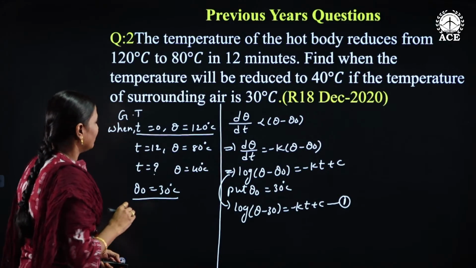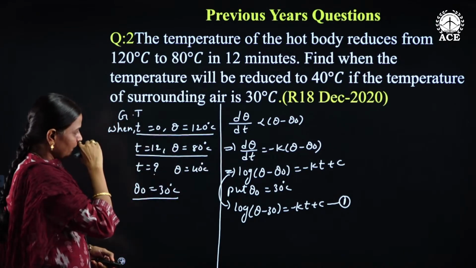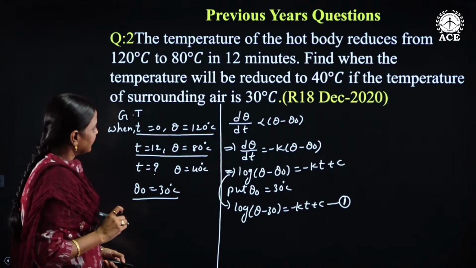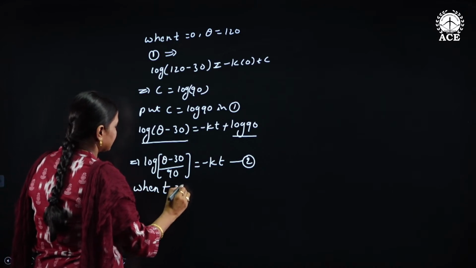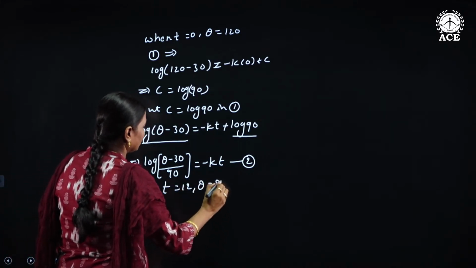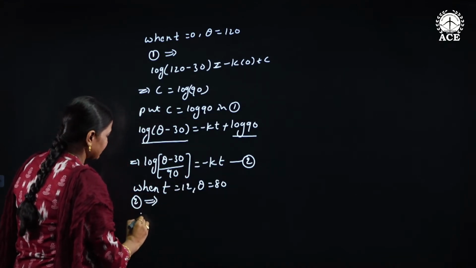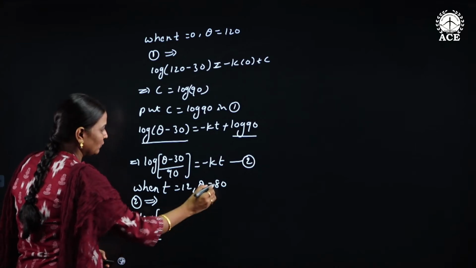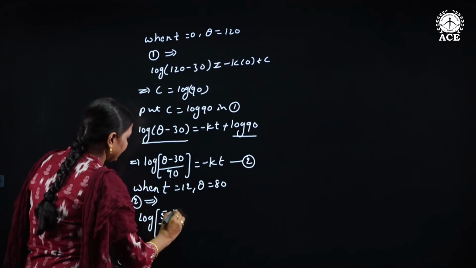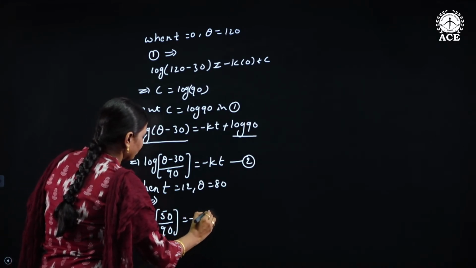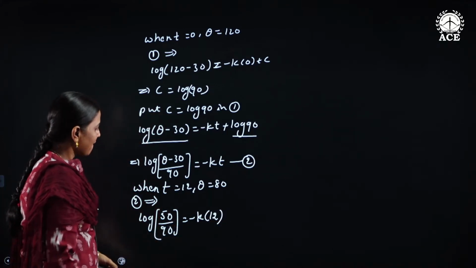So how to find out the k value? Using the second condition. What is the second condition? When t is equal to 12, theta is equal to 80. So now how to write equation 2? Equation 2 can be written as log of, what is the theta value? 80. 80 minus 30, 50, by 90 is equal to minus k into, what is the t value? 12.